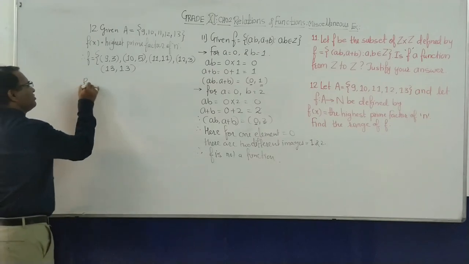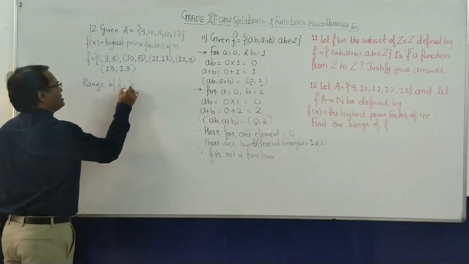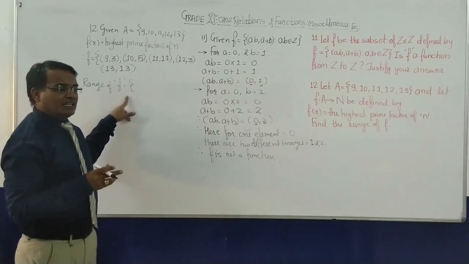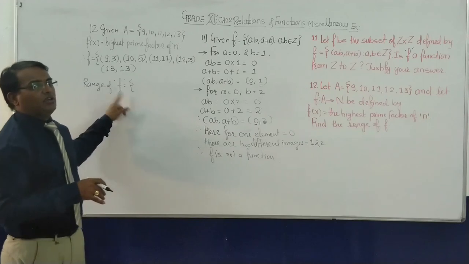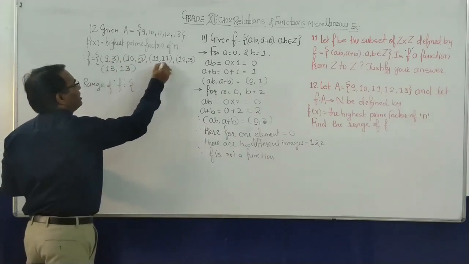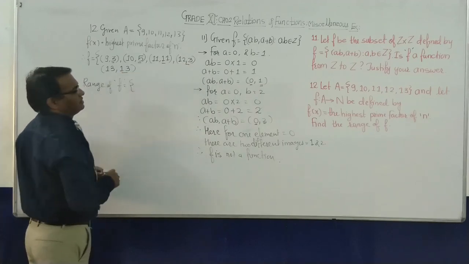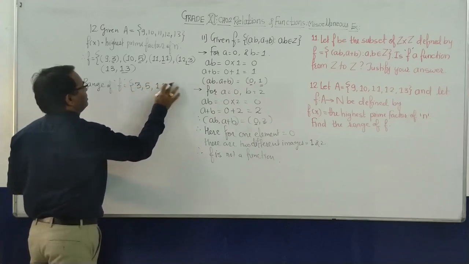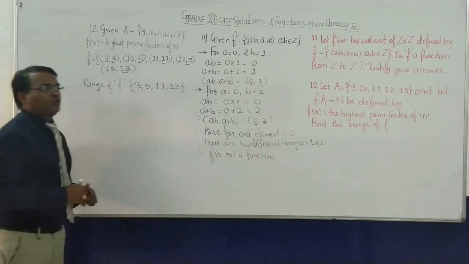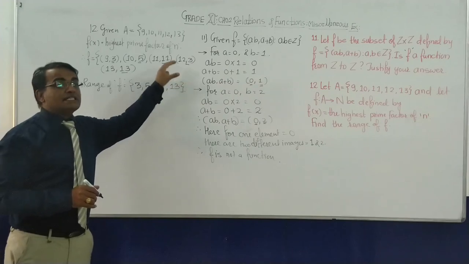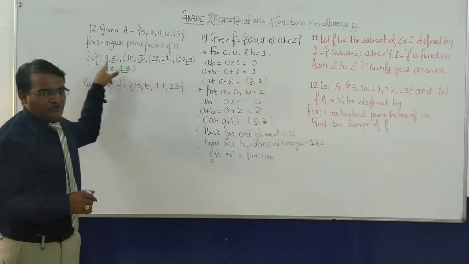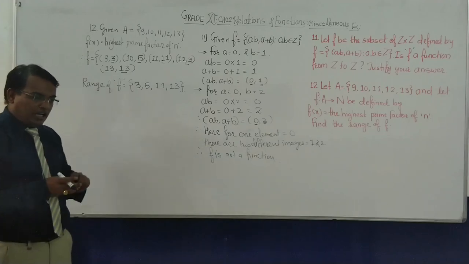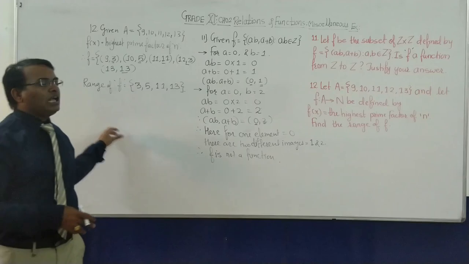So, what is the range? Range of f means the set of all the second elements of the ordered pairs. What are the second elements? 3, 5, 11, 3 and 13. It means the range is 3, 5, 11 and 13. These are the 4 elements. Here 3 and 3 are the same images, but their pre-images, 9 and 12, are different. So it is a function, because two elements can have the same image, but one element cannot have different images.